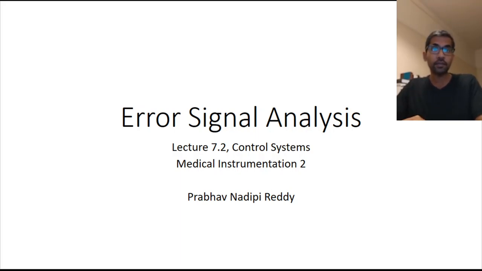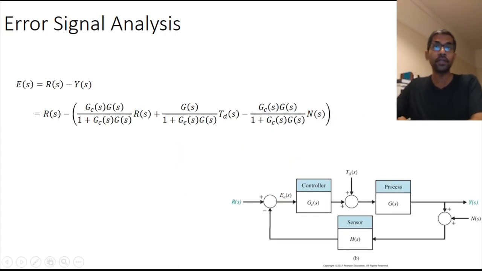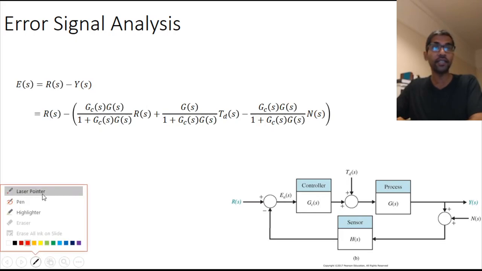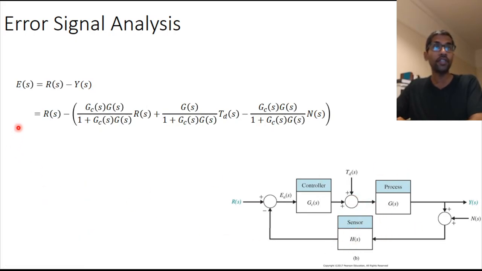Now, in this video, I want to talk about the error signal in the closed loop system, and we'll see how it behaves. For the closed loop control system that is shown on the slide here, we have already calculated the error, or we can calculate the error, right? Because error is r minus y, and we have already calculated y in terms of r in the previous video, and we know that E(s) is going to be this big value.